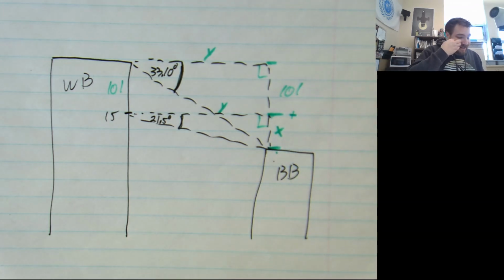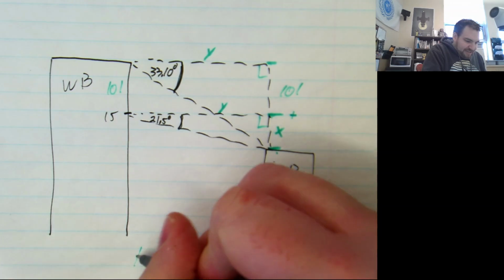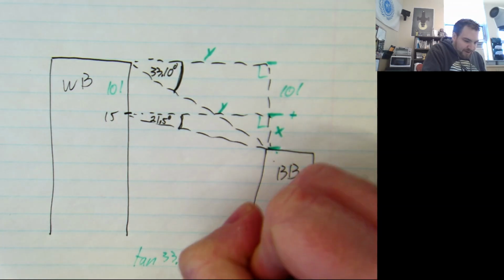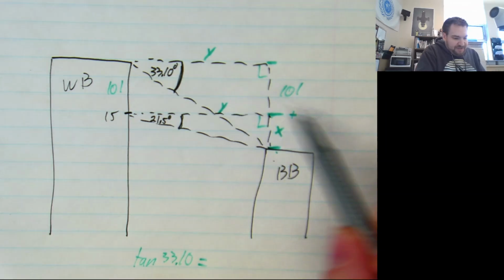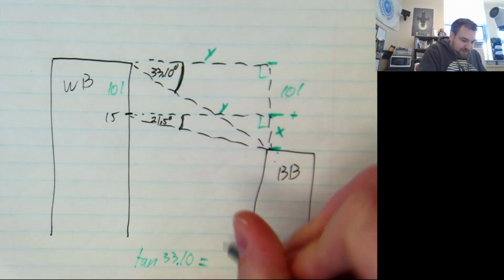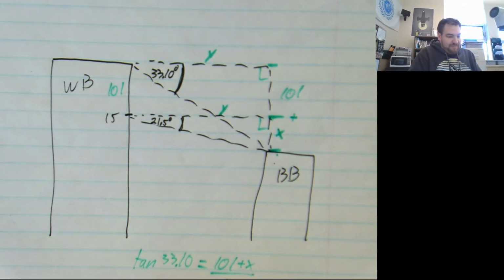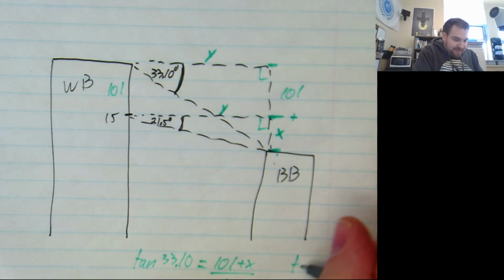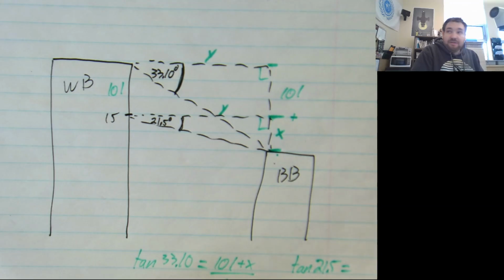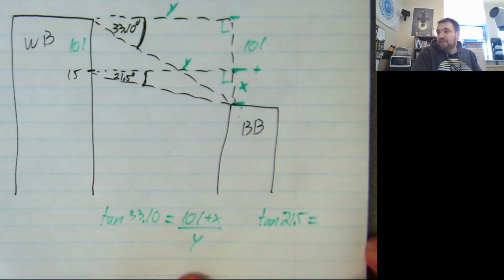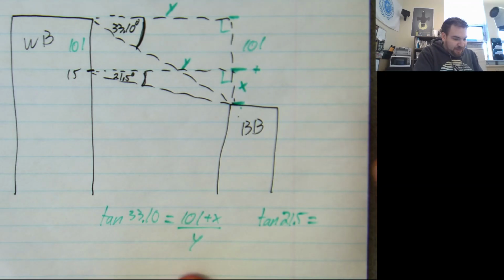And so what you're going to get is that the tan of 33.10 is going to equal opposite over adjacent. So it's going to be 101 plus x over y. And the other one is going to be tan 21.5 equals x over y.